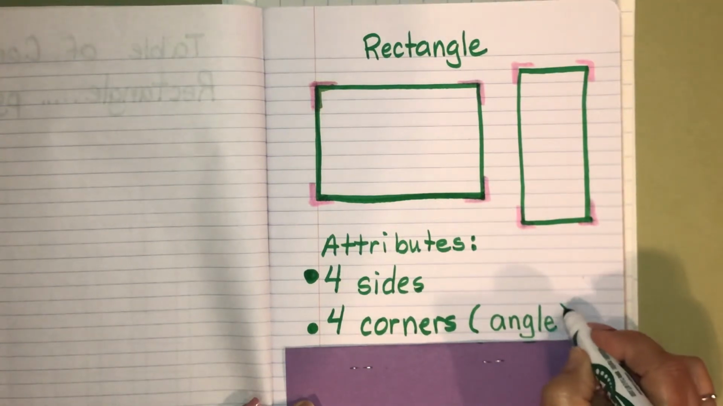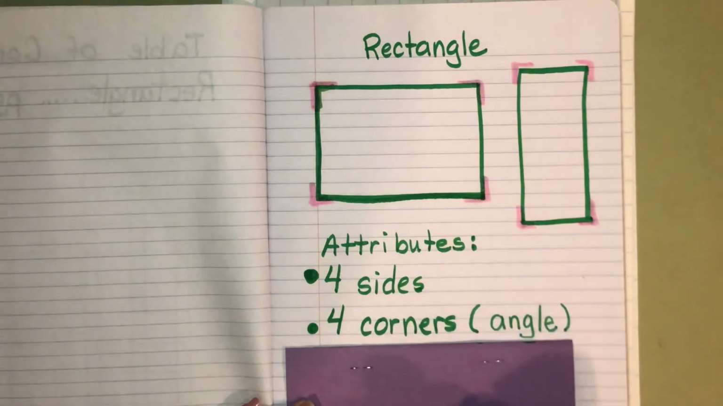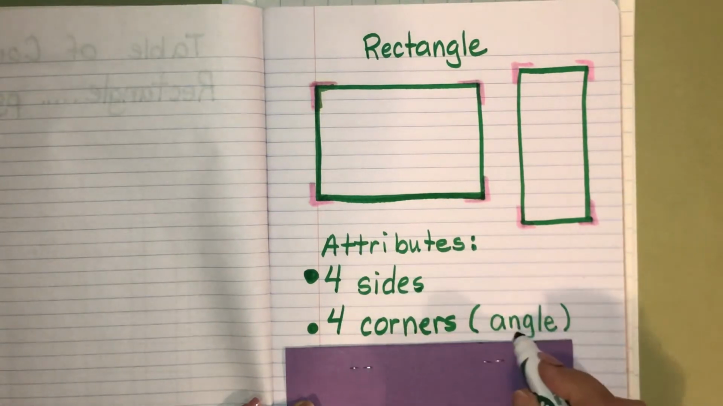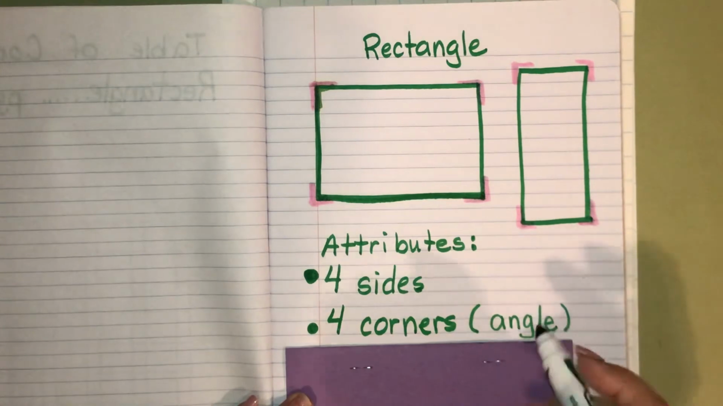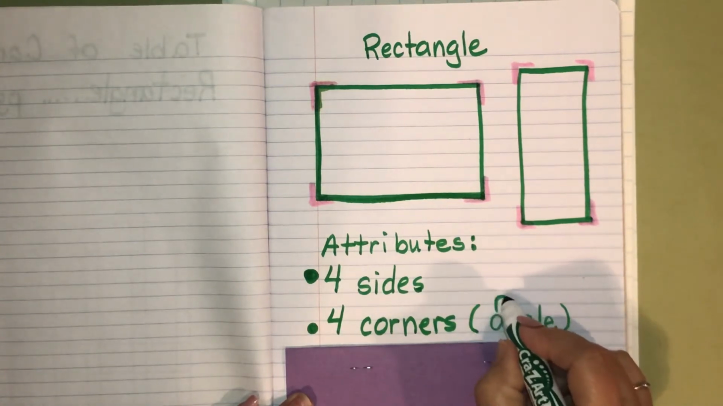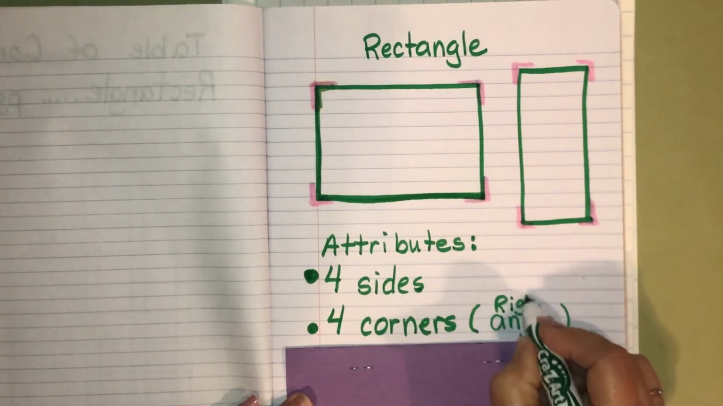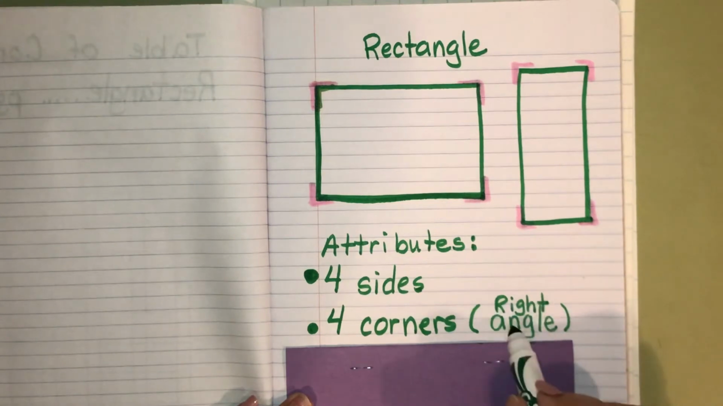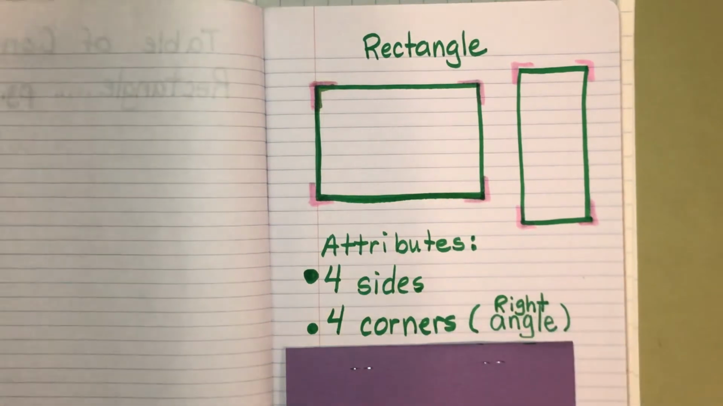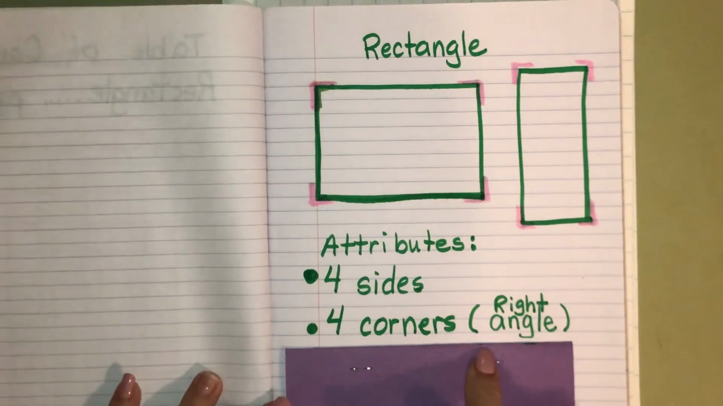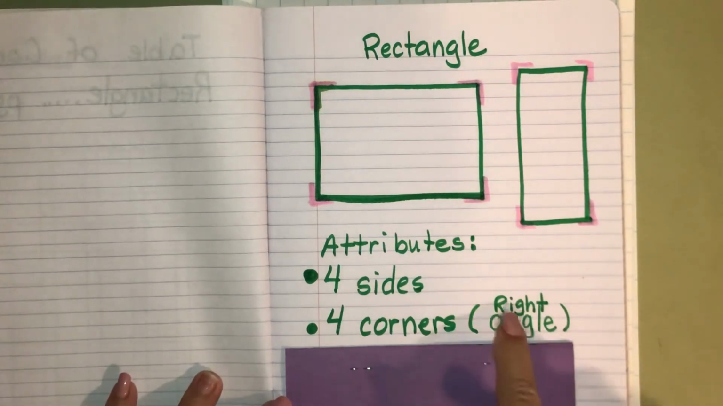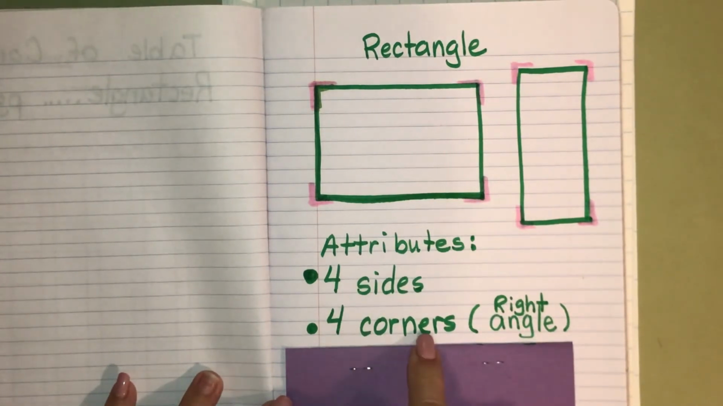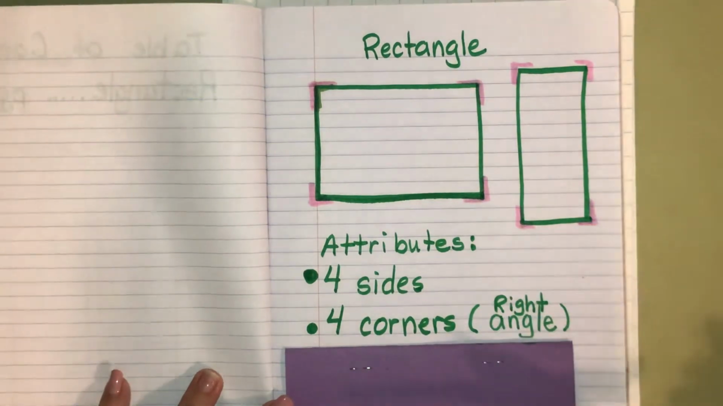Rectangles have 4 angles. Not only are there 4 angles, but there are 4 right angles. Not wrong angles, but right angles. That's a joke because right angle is actually the name of an angle, and we're going to learn about that a little bit later. But for now, just go ahead and write right angle. So there are 4 right angles in each one of the rectangles.